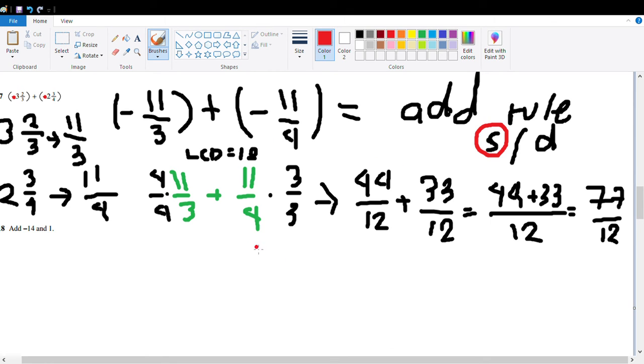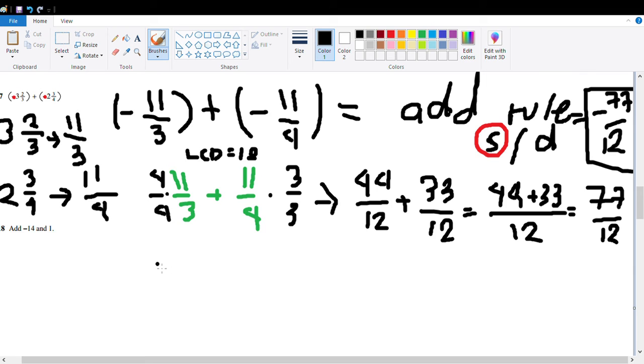So we add and then we find the sign of our answer. In this case, the common sign is the sign these two fractions share. What's the sign of those two fractions? Negative. So our final answer is negative 77 over 12. So that's our final answer.